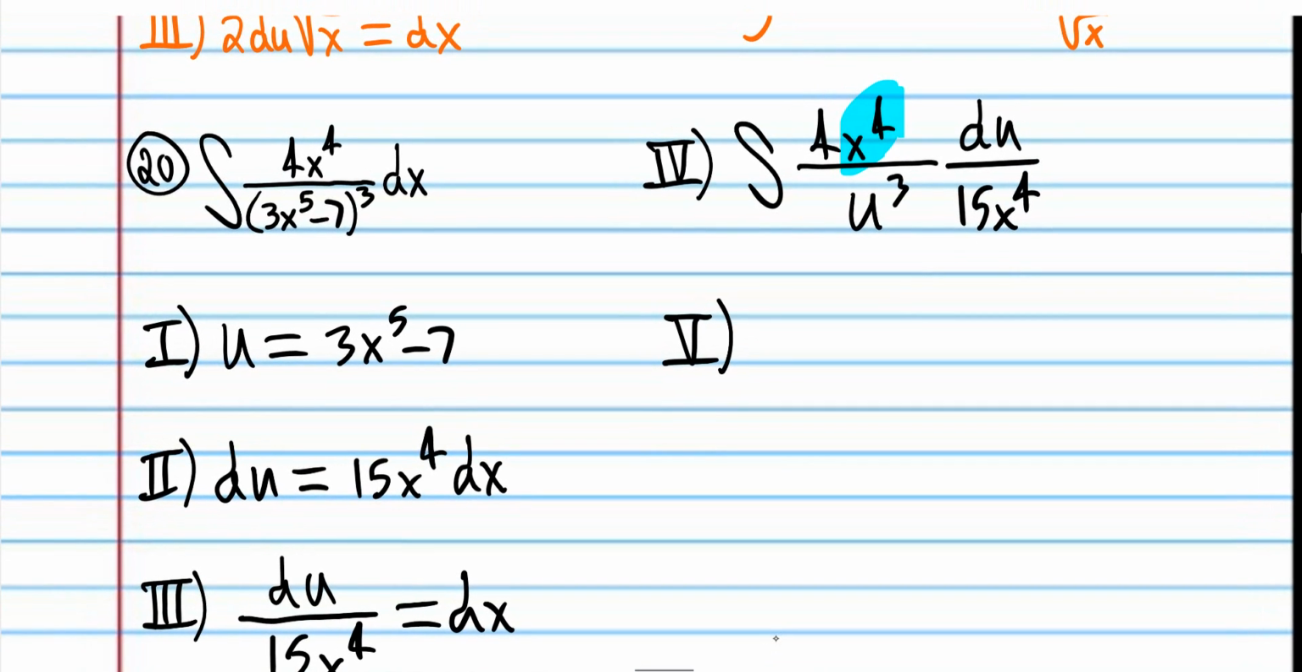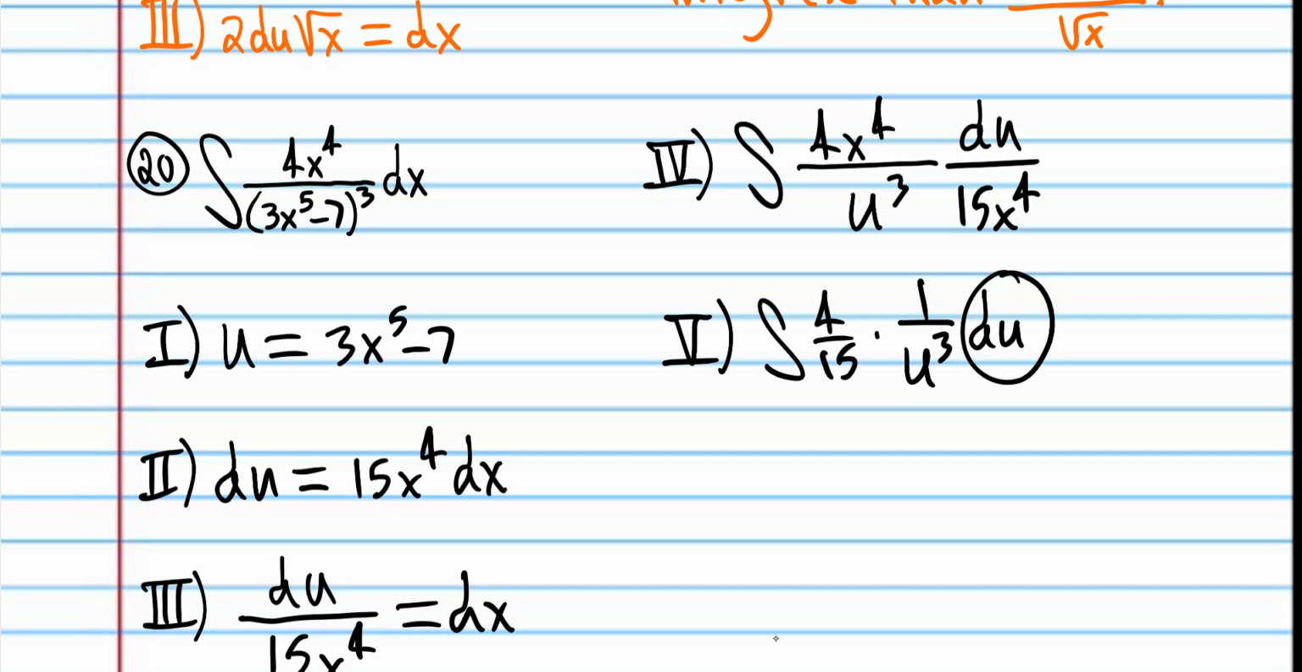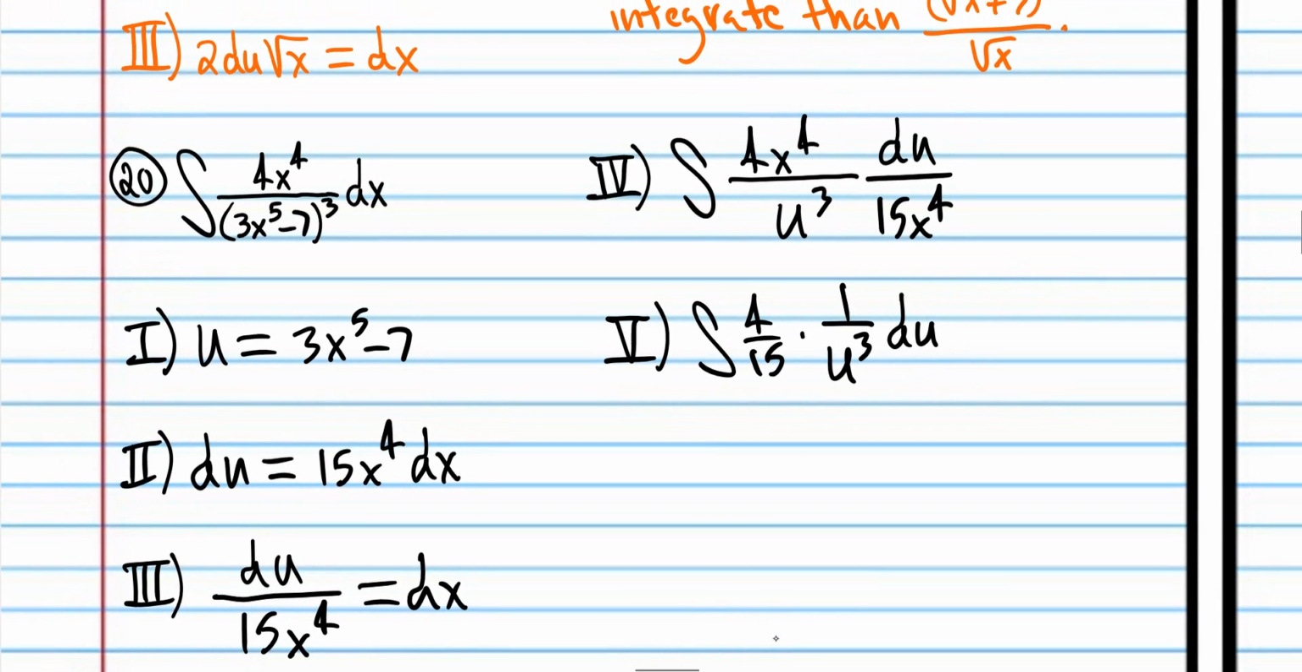So we're left with 4 over 15 times 1 over u cubed, and then our ornament du. Now du again is not technically an ornament, but we're just pretending that it is an ornament, because when we use the chain rule in reverse, that derivative disappears.